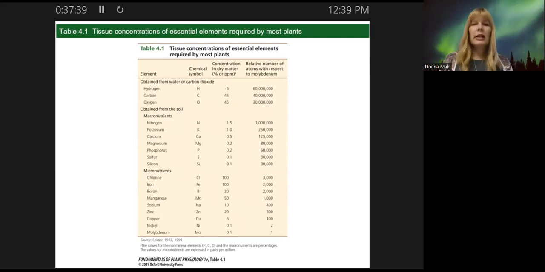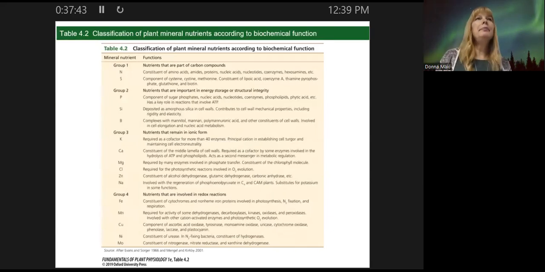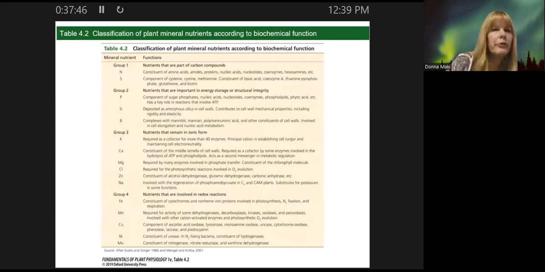Okay. So let's look at this. This next table is the one I want you to study. This table, 4.2.